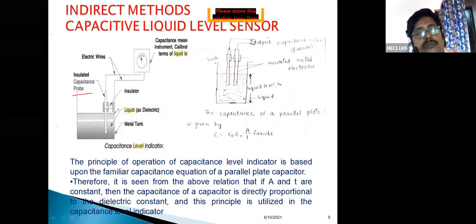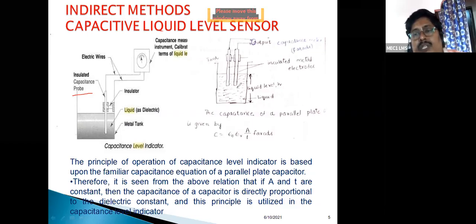And then here it consists of a tank. See here, this is another figure, the same figure, but it is shown in a different way; the explanation is the same. It consists of a tank containing liquid whose level has to be measured. This is the liquid level in the tank that we have to measure. If you observe clearly, the output is connected with the help of the electric wires to the capacitance device. That is the output here.